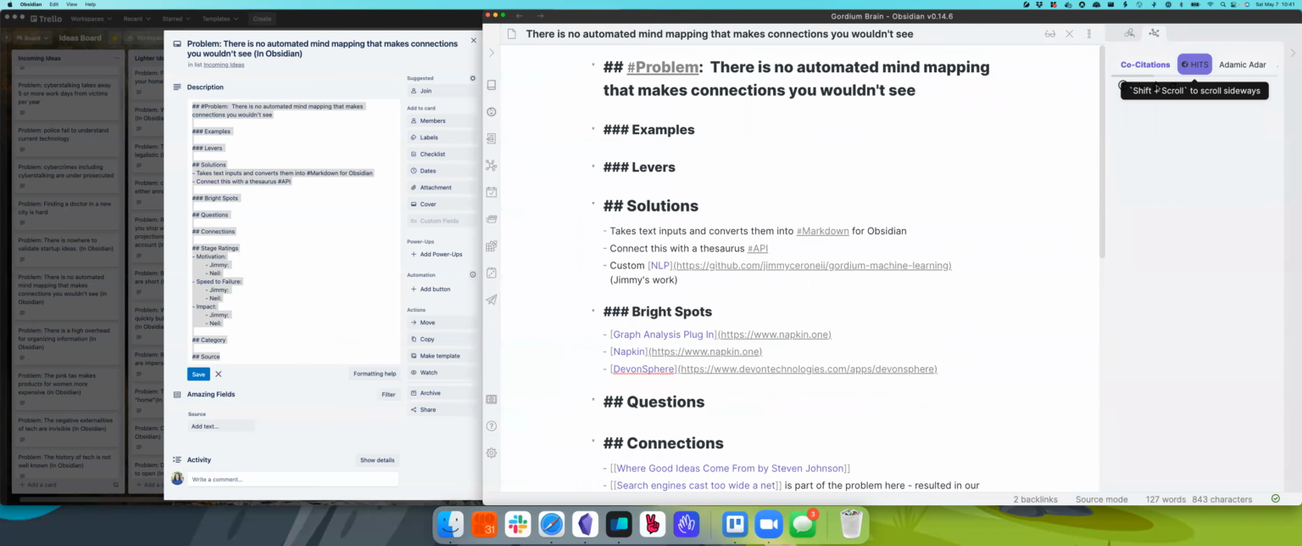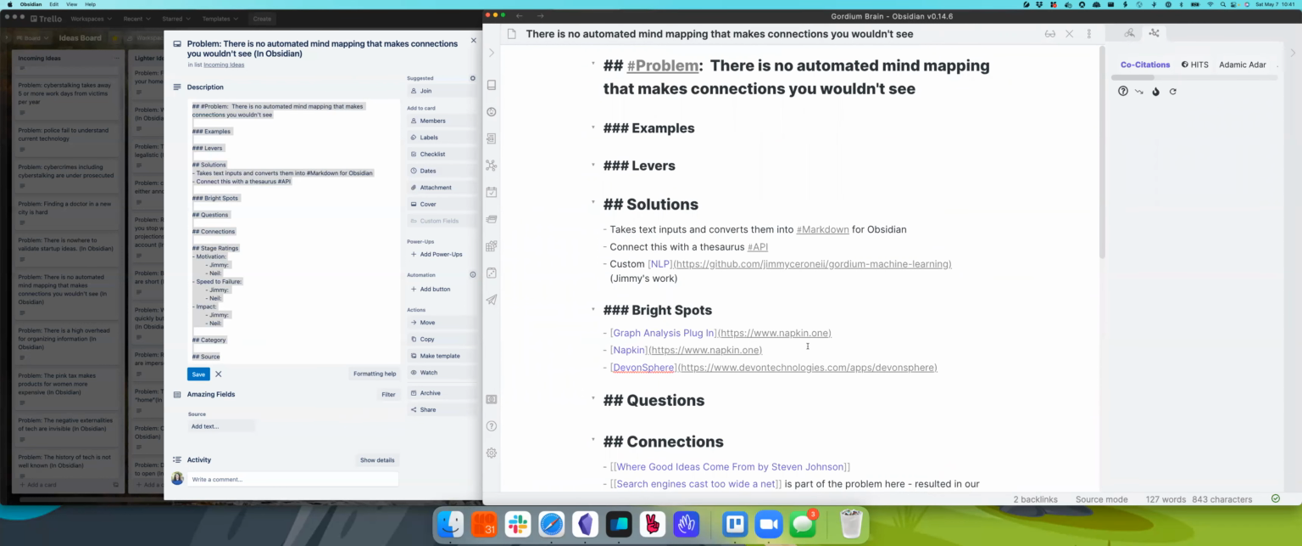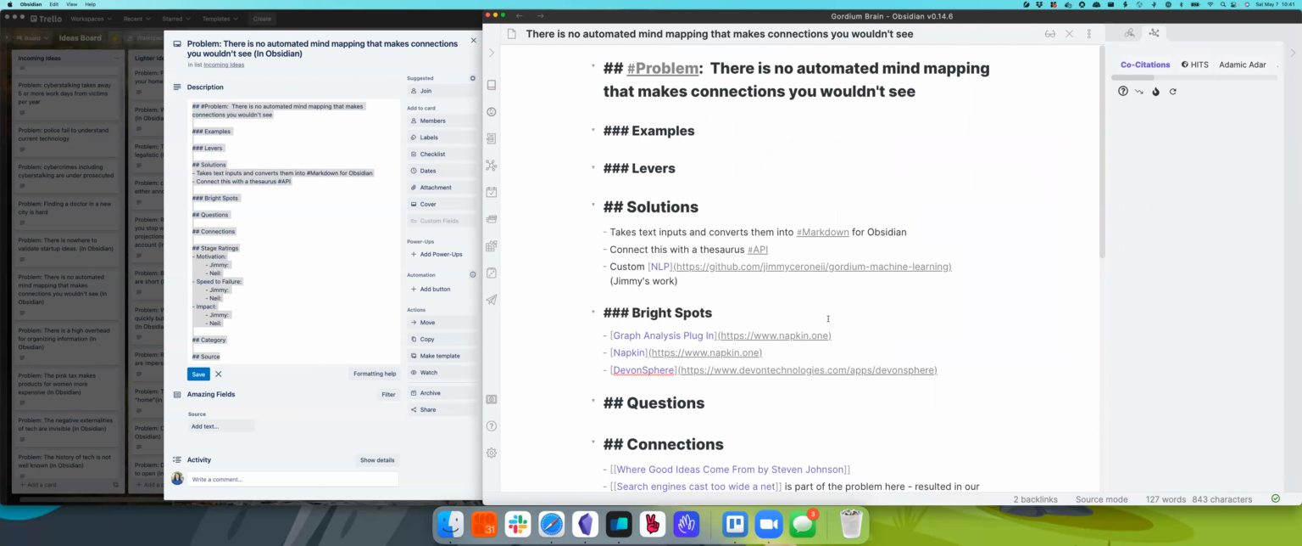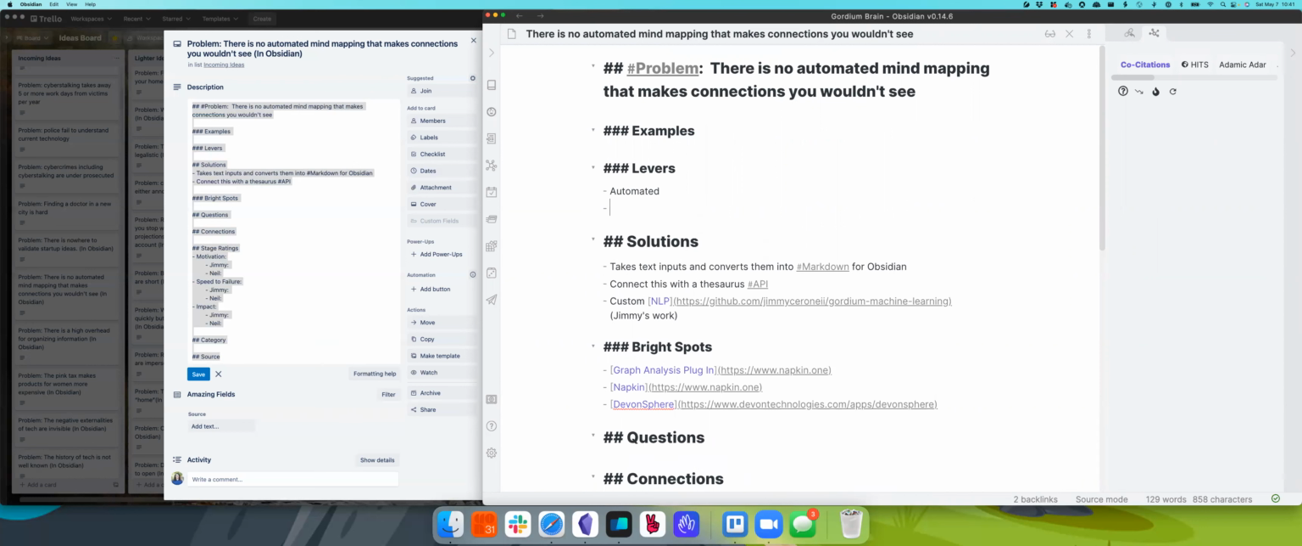And then recently, Jimmy found this nice tool, the graph analysis, which is not working right now. It may take a minute to kick on, but the challenge with graph analysis is that it walks the tree of connections that you already have and suggests new ones. So it does automatically make connections you wouldn't see, so it fits the criteria. I guess that's one lever, is automated. Obsidian's search and connect is not automatic, but it does allow you to search, which is kind of automated, quasi. And then there's this graph analysis. Both are things you can do in Obsidian.